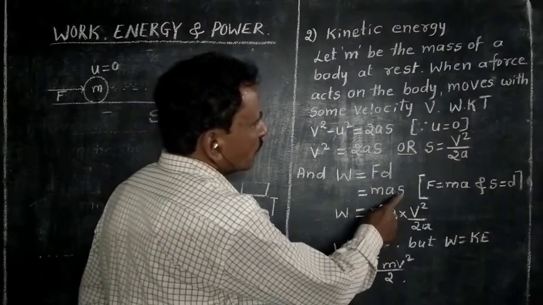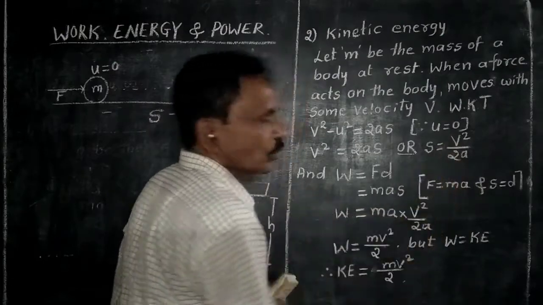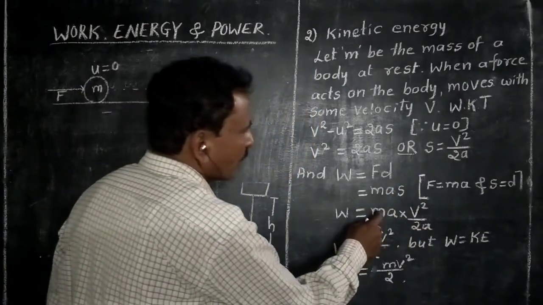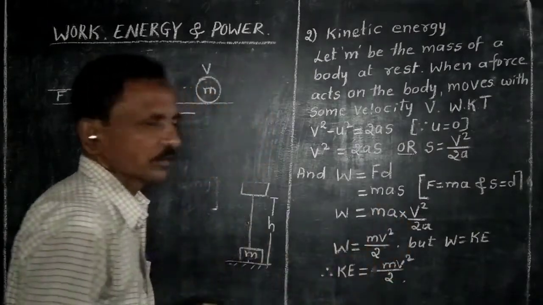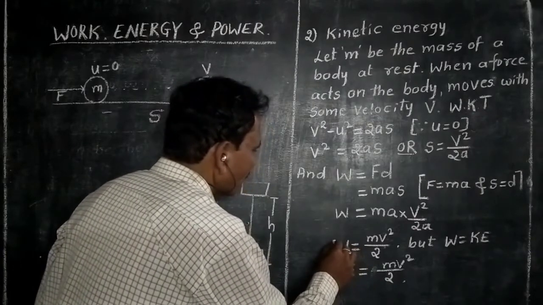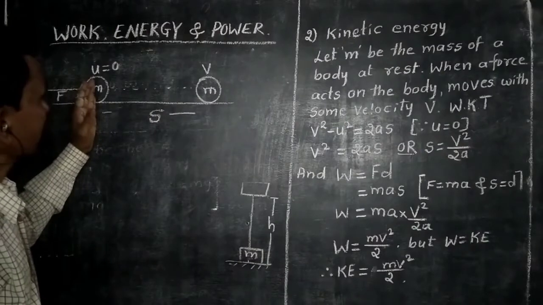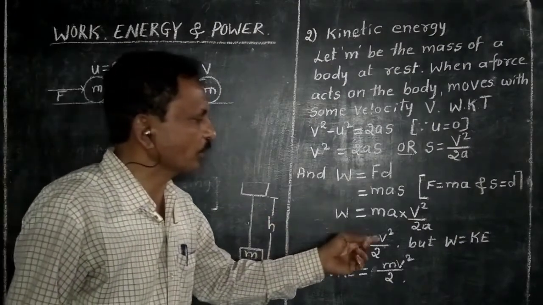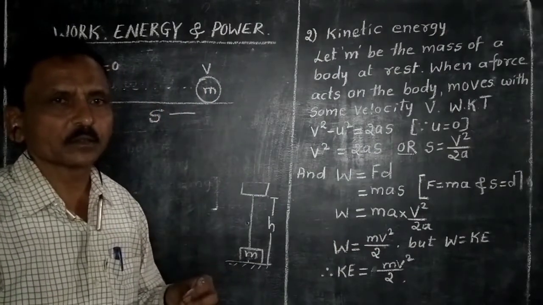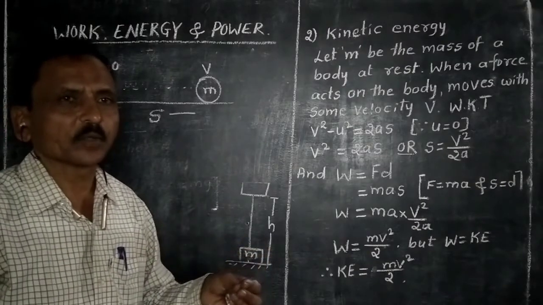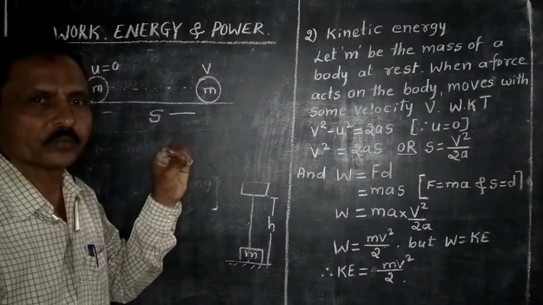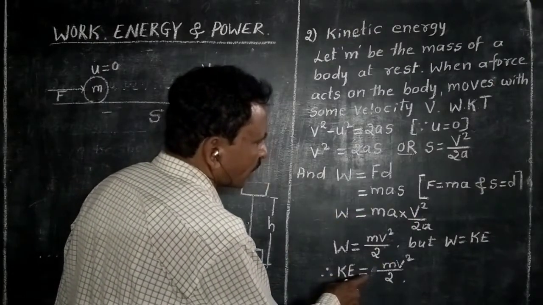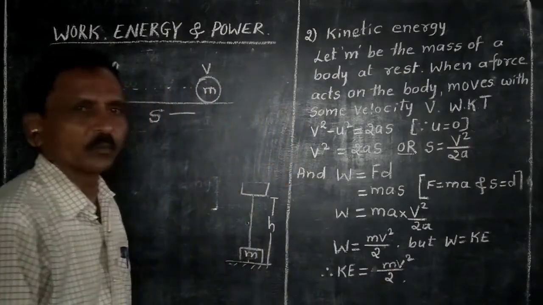Write ma as it is into s, but what is s? s is v square upon 2a. Now here a and a get cancelled, remaining mv square upon 2. Hence the work done on the body to displace it from rest to another position, covering a distance of s, is given by W equal to mv square upon 2. But according to definition, when work is done, energy is spent, and this spent energy is stored in the body as kinetic energy. Hence W equal to KE, therefore kinetic energy is equal to mv square upon 2.